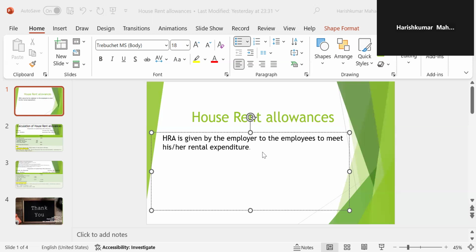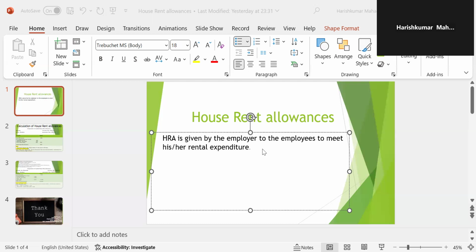Now, what is the meaning of house rent allowance? House rent allowance is given by the employer to the employee to meet his rental expenditure. Now, how to calculate house rent allowance? For example, some companies pay 10,000 rupees as house rent allowance. At that time, the full amount is not taxable. Some part of the amount is exempted as per the Income Tax Act 1961.